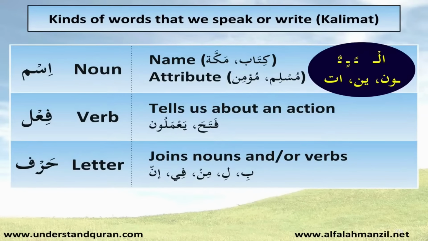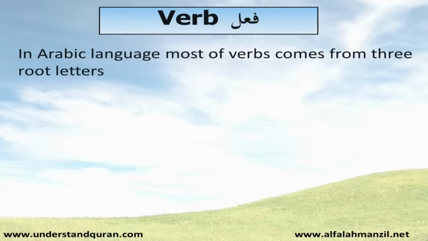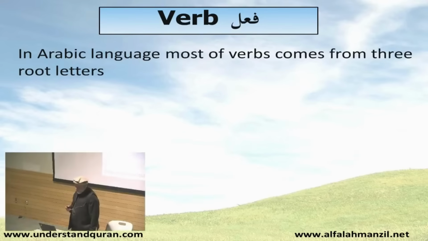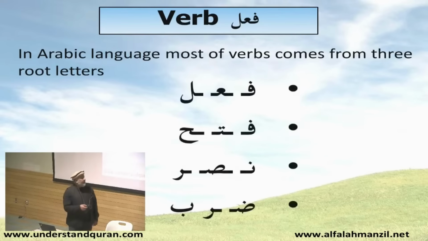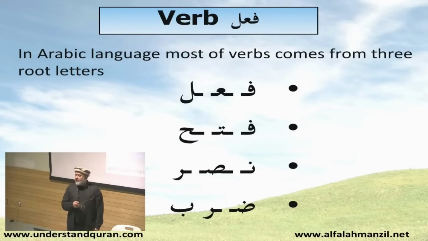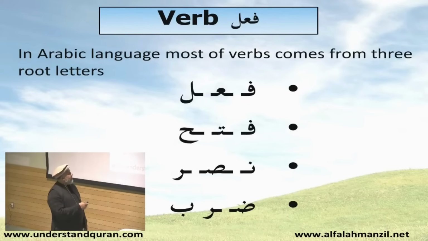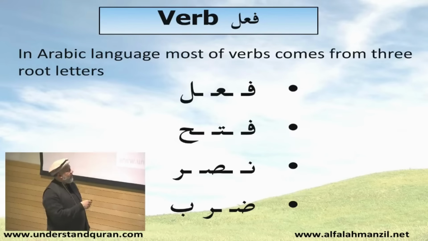We know that in the Arabic language we have three main parts of speech: ism, fi'l, and harf. The verb is the one we are learning right now, and in the Arabic language most verbs come from three root letters. For example, fa, ain, lam. How many letters are there? Three. So this is fa'ala, right?